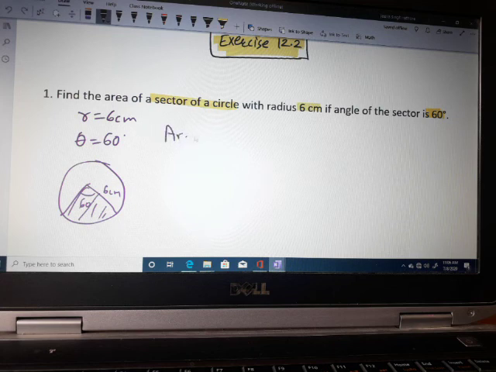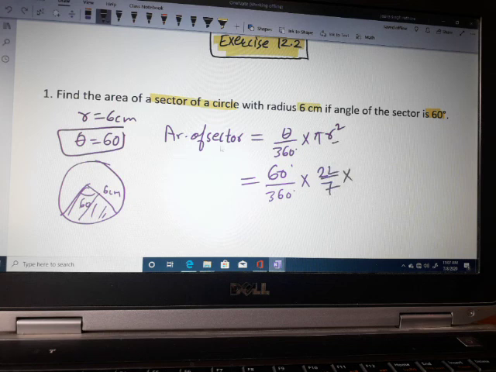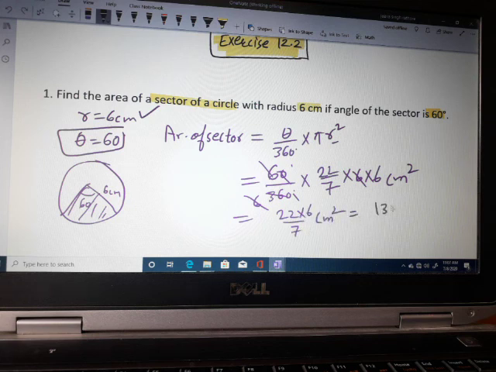So area of sector, already applied the formula of this circle: area of sector is equal to theta upon 360 degrees into pi r square. Put the values. Theta is 60, so 60 upon 360 into pi. Pi is not given, so put pi as 22/7. R square: r is given as 6 centimeters, so 6 into 6 centimeter square. After solving, 6 cancels 6 times, and you will get 22 into 6/7 centimeter square, that is equal to 132/7 centimeter square. This is your final answer.